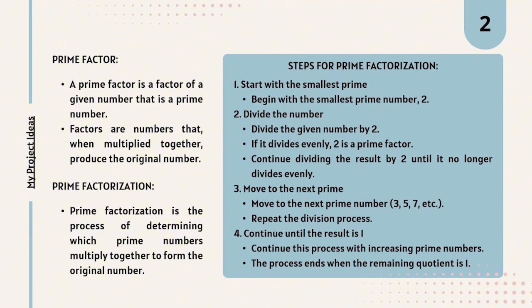Factors are numbers that, when multiplied together, produce the original number. Like for the number 4, if you multiply the prime factors, 2 multiplied by 2, you get the original number, 4. So the prime factor of 4 is 2. What is prime factorization? It's the process in which you write down the prime factors. For example, for 6, the prime factors are 2 and 3, and the prime factorization becomes 2 cross 3.